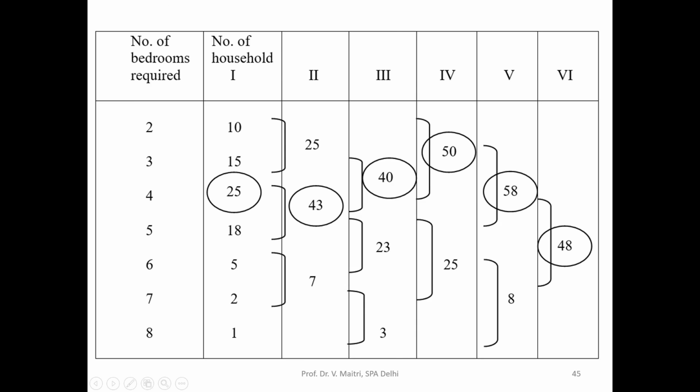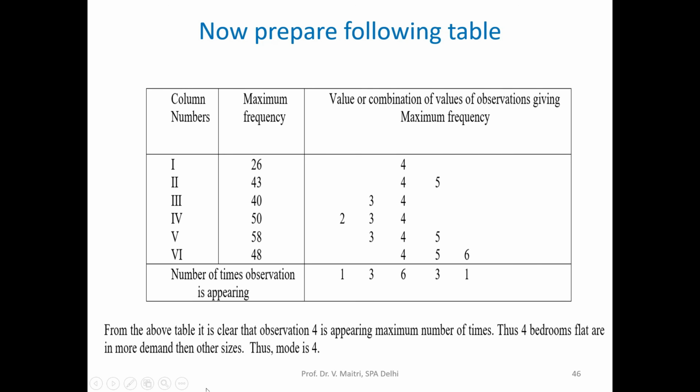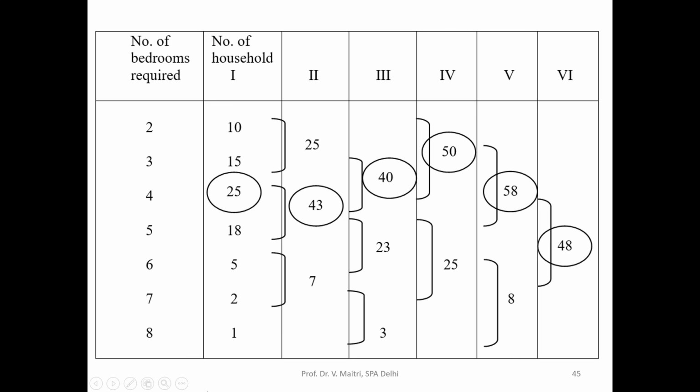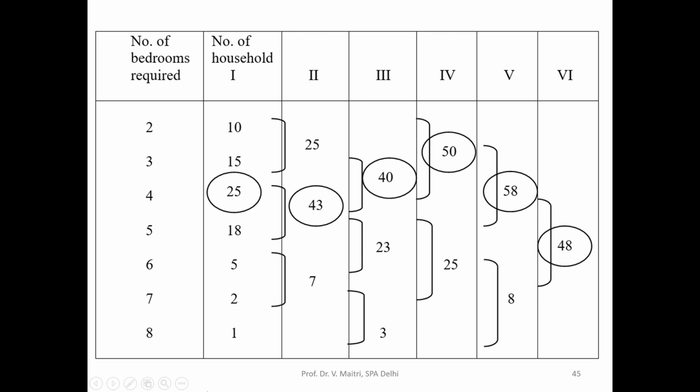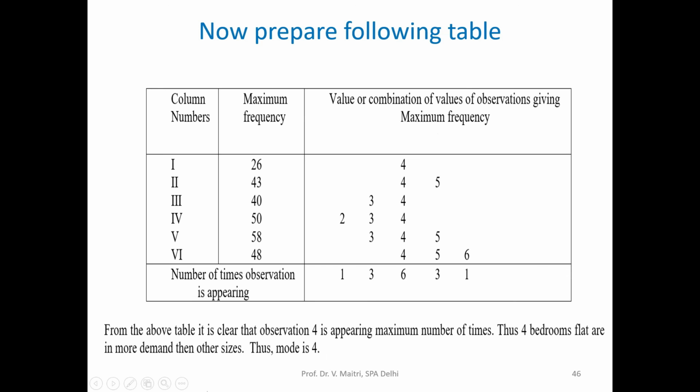In the fourth column, the 3 values are 2, 3, 4. So 2, 3 is appearing. What is the value appearing? 50. Then in the fifth column, the value 58 is appearing, 3, 4, 5. So 3, 4, 5 is showing. Then in the sixth column, 48 is appearing. Which values does it take? 4, 5, 6. So 4, 5, 6 is appearing.